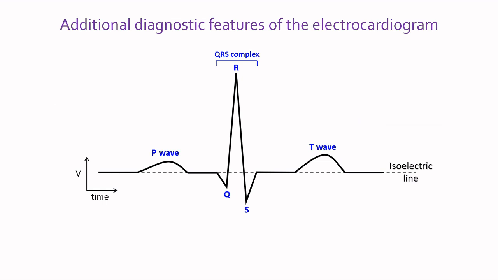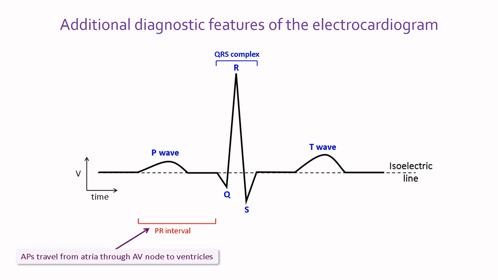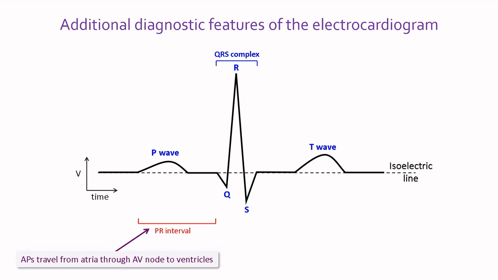Additional features of the ECG are crucial for diagnosing various cardiac conditions. The time between the start of the P wave and the start of the QRS complex is known as the PR interval. It reflects the time it takes for action potentials to travel from the atria, through the atrioventricular node and into the ventricles. The PR segment is a flat part of the trace on the isoelectric line between the end of the P wave and the start of the QRS complex. It represents the time when action potentials are travelling through the atrioventricular node.